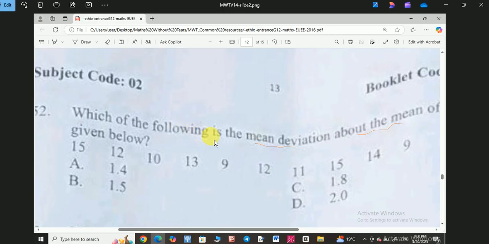Problem number 52: which of the following is the mean deviation about the mean of the data given below? Mean deviation is one type of measure of dispersion, and mean deviation itself is divided into many types: mean deviation about the mean, about the median, about the mode. But in this case we are asked for mean deviation about the mean. So we have to know the formula in order to solve this problem.